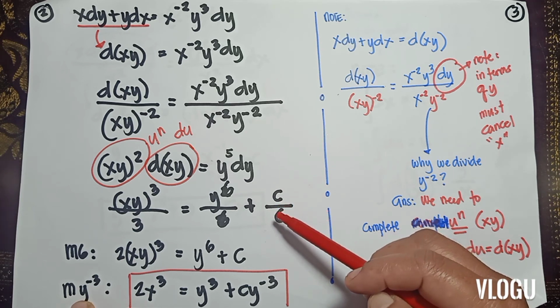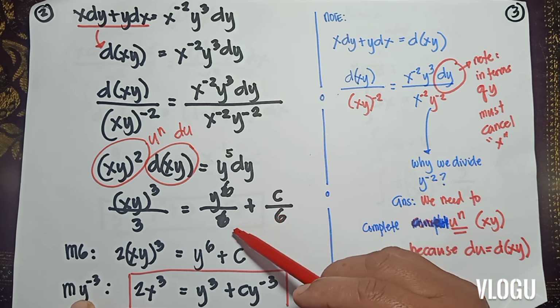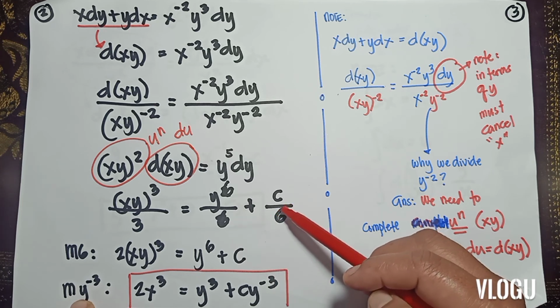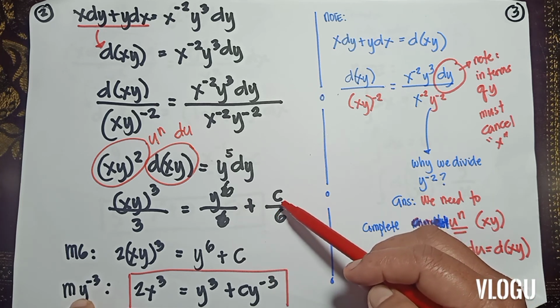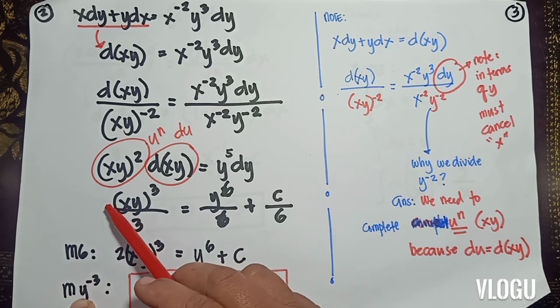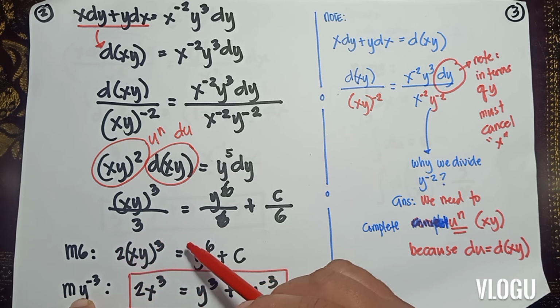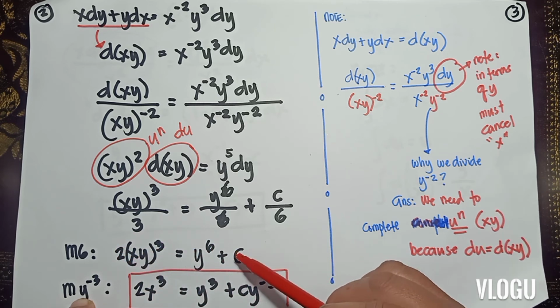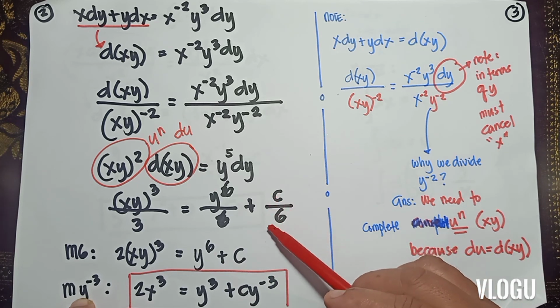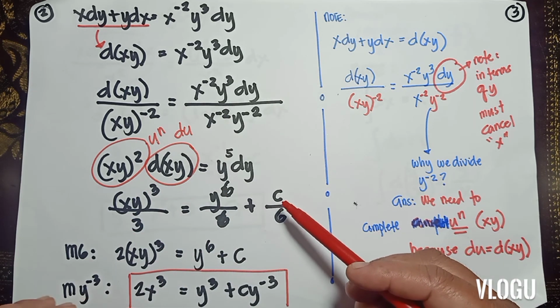So to get rid of your denominator, that is your 6 as your LCD, what we're going to do? Of course, you are going to multiply both sides by 6. So that's the reason we have multiply by 6 here. So if you are going to multiply this by 6, 6 divided by 3, we have 2. So 2xy cubed is equal to y6 plus c. Because if you have over 6 here, then here you will have LCD, so that will be cancelled out.